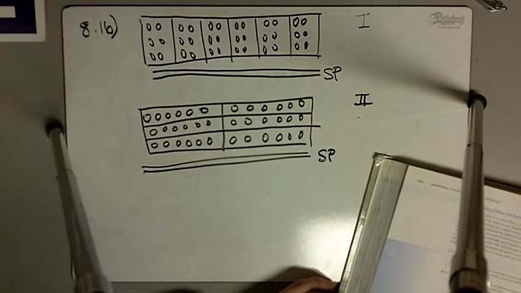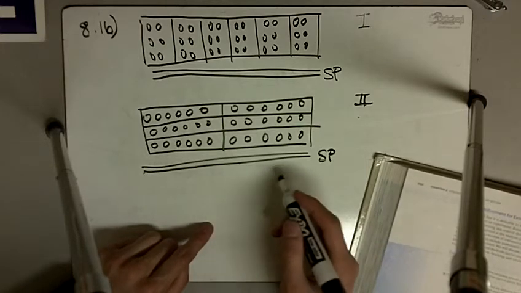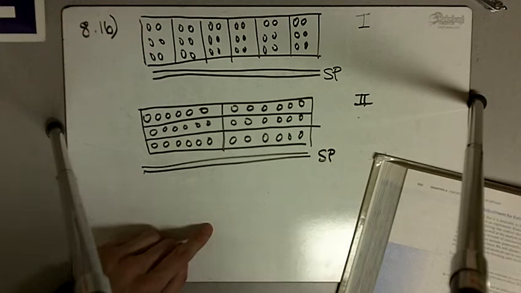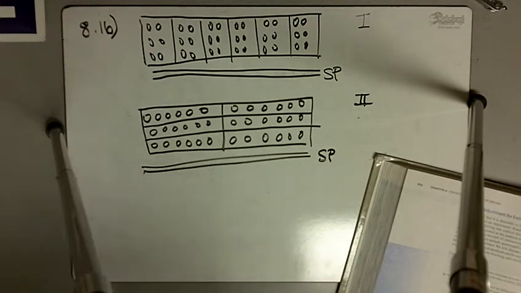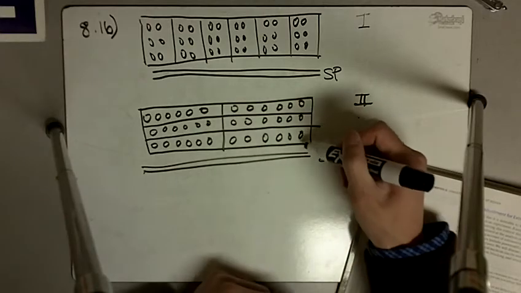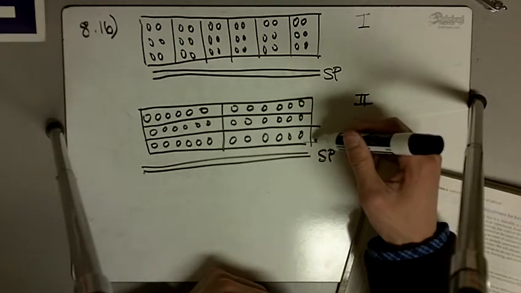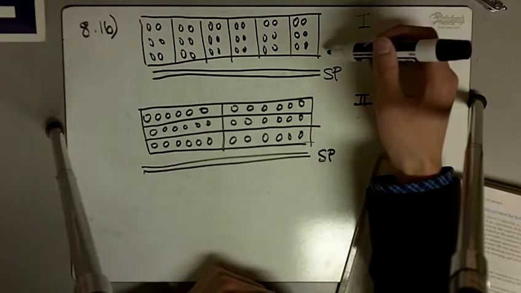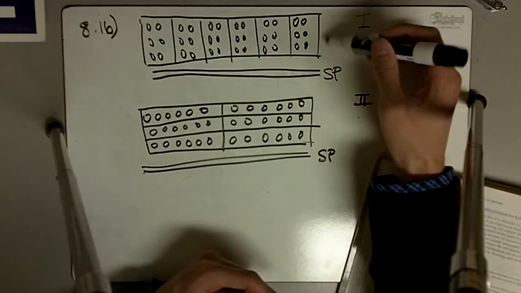Heat for the greenhouse is provided by a steam pipe which runs lengthwise under one edge of the bench, and so the side of the bench near the steam pipe is likely to be warmer. So in one arrangement, this side is going to be warmer than this side, and in this arrangement, this side is going to be warmer than this side.